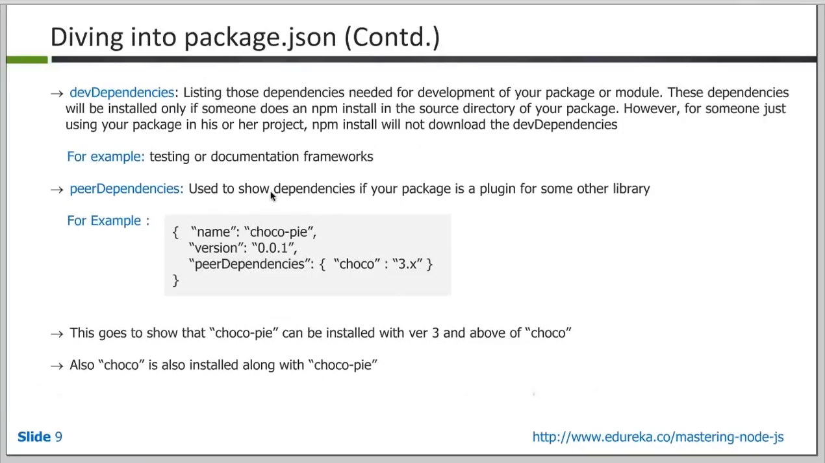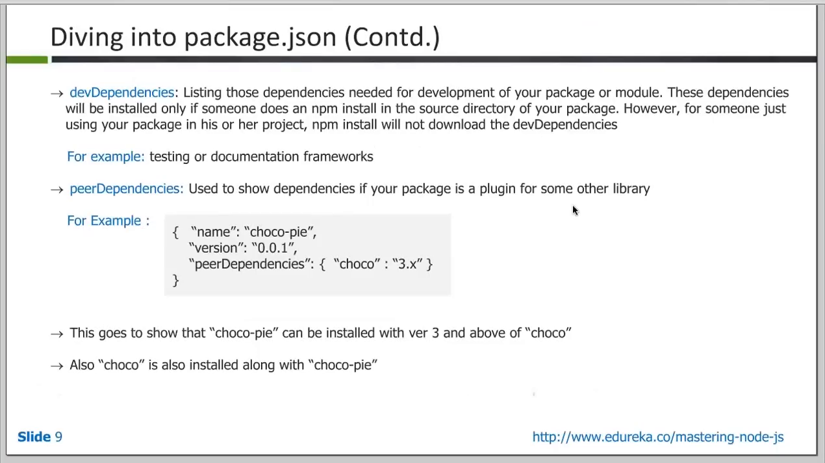Peer dependencies. These are used to show dependencies in your package if your package is a plugin for some other library. So generally what happens is that so far we have, as I told you, only public projects. We do not have any concept of private NPM projects. In the public projects also there are many open source projects which have more than one plugin or module. So each of the modules runs together with each other. In that case, you can deploy them with different versions.